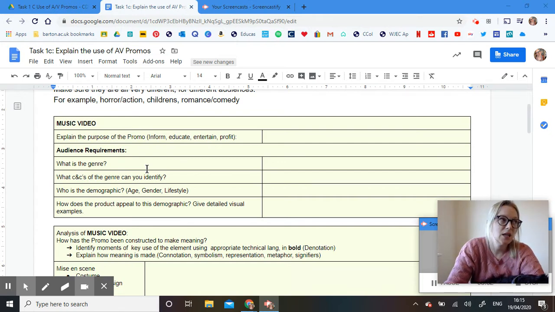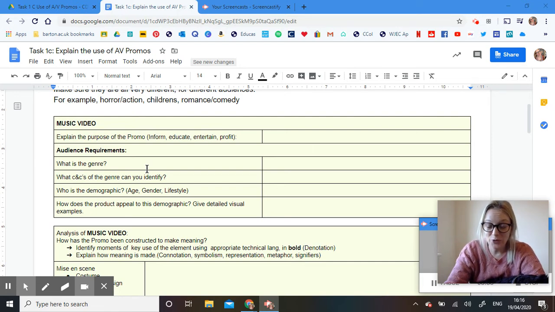Have you selected hip hop? Have you selected heavy metal? Have you selected pop? What is the genre of music? Okay, and how does what you see imply it? Because each genre of music has its own different sort of styles when it comes to the visuals that you're going to see. So that's the next box.